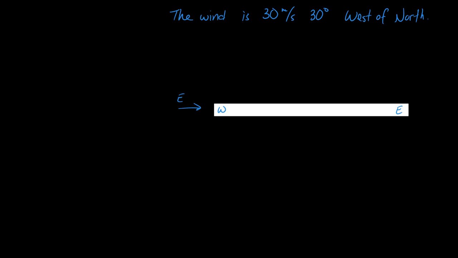Again, the plane has to maintain an airspeed of 120 meters per second. What direction does the plane have to fly in order to land traveling to the east on this runway? This is the exact same problem as the boat problem.